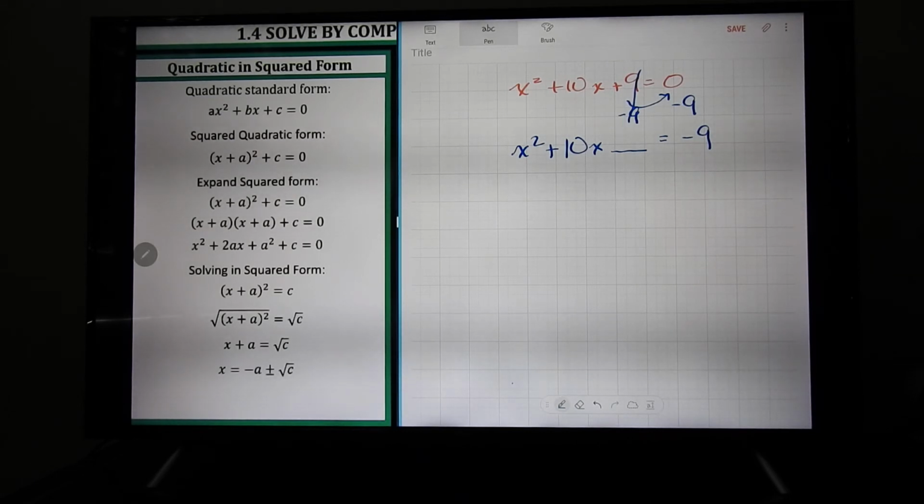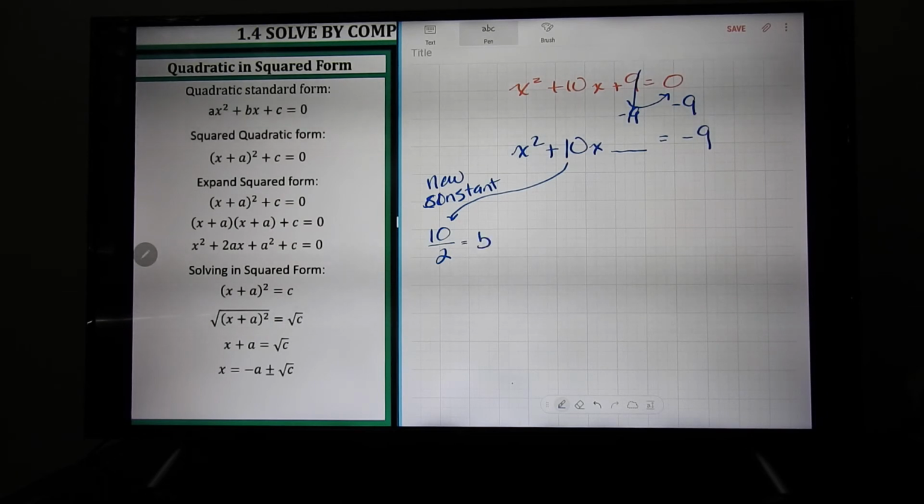Now we have to get a new constant. The new constant is going to be half of the middle term. So we're going to take this middle term over here, and divide it by 2, and we get a 5. Then we take the 5 and square it, and that's 25, and that 25 is going to go right back here. So we're going to say plus 25.